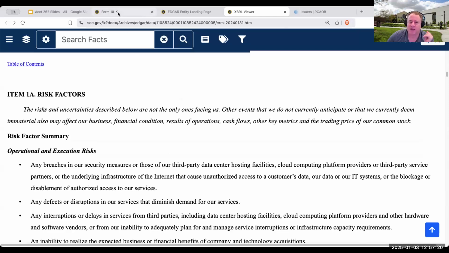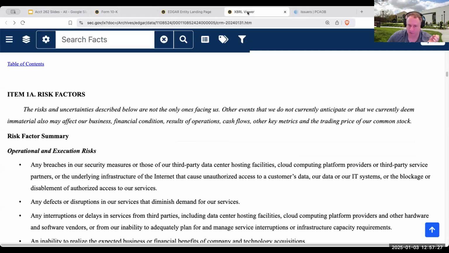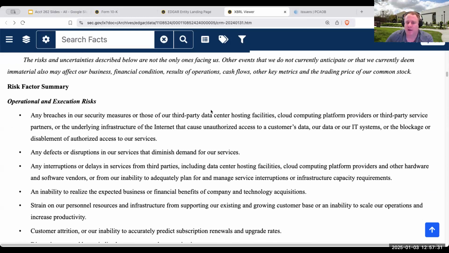So let's now get into the more fun stuff. That was item one, or business. The next one over here is something called risk factors. So what are the elements of risk that something like Salesforce would encounter?